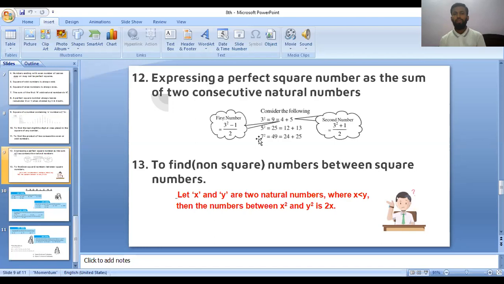So if I have 7 square, I will do 7 square minus 1 by 2. The first number is going to be, if in general that number is n, right? So n square minus 1 by 2, and the second number will be n square plus 1 by 2. For example, let's check this on 3. If I have 3 square, so what are those two consecutive numbers whose sum is equal to 3 square? वो दो नंबर कौन से हैं कि जो कि लगातार भी हैं और जिनका सम 3 स्क्वायर के बराबर है?